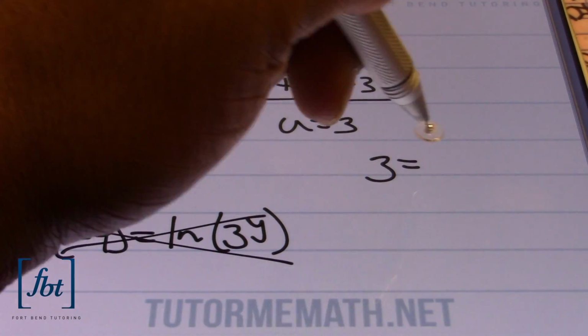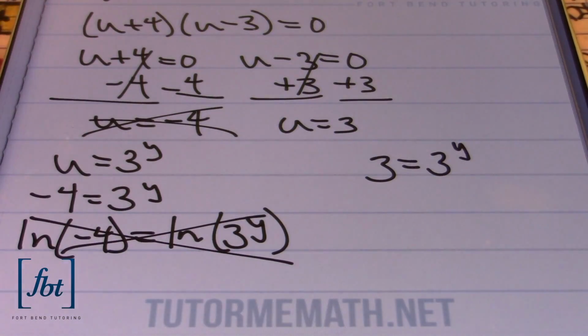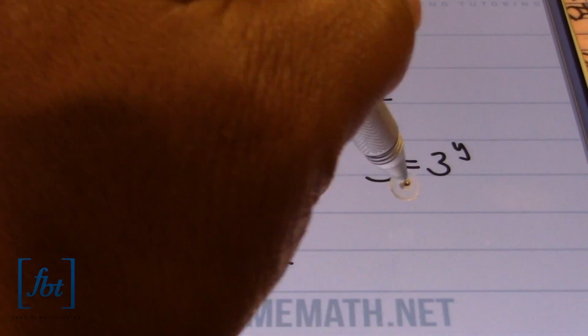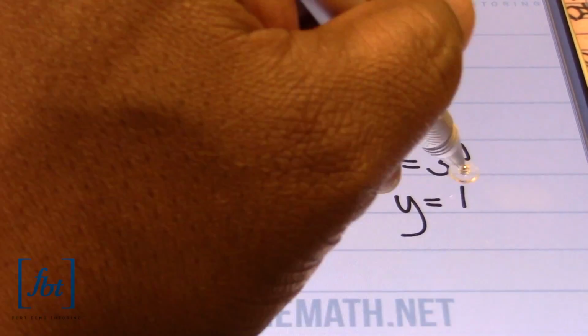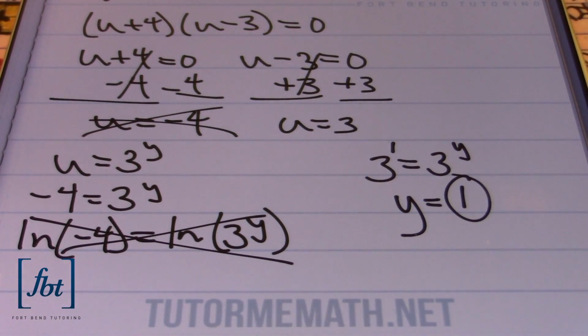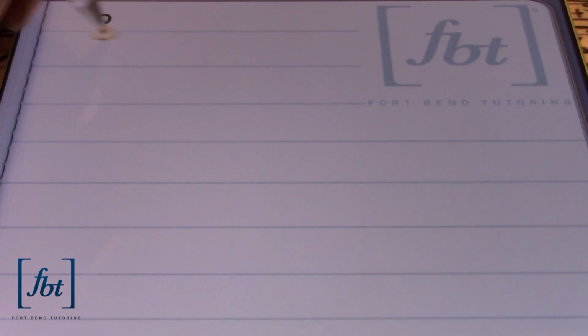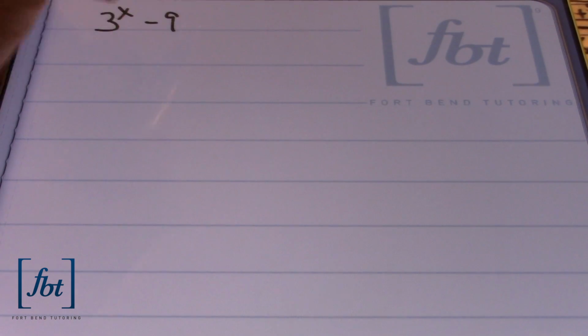Let's try plugging in 3 now. So we'll have 3 = 3^y. And of course, the 3 on the left side is to the first power. Since our bases are identical, y equals 1. Now that we know that y equals 1, we can plug this into one of the original equations. I'm using the first one, by the way. We'll have 3^x - 9^1 = 18.